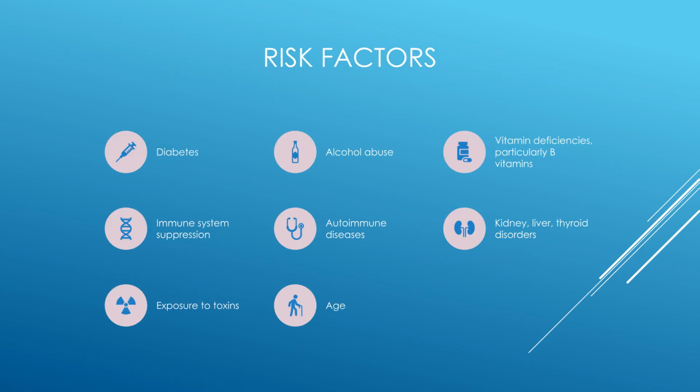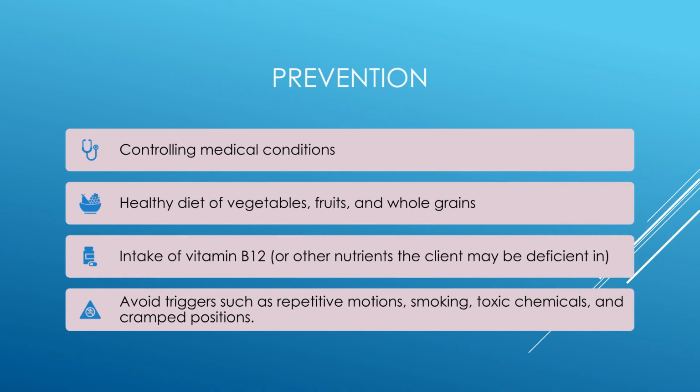Risk factors for peripheral neuropathy include diabetes, alcohol abuse, vitamin deficiencies, particularly B vitamins, immune system suppression, autoimmune diseases, kidney, liver, and thyroid disorders, exposure to toxins, and age. Prevention strategies include controlling medical conditions, maintaining a healthy diet with vegetables, fruits, and whole grains, and ensuring adequate intake of vitamin B12. It is also important to avoid triggers, such as repetitive motions, smoking, toxic chemicals, and cramped positions.